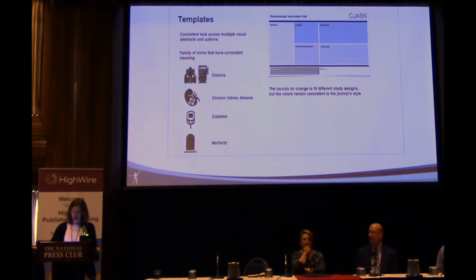And so I really like this visual that Joel developed too because I don't have a lot of the background. Obviously I know that the templates have consistent elements, but you can see that they have a family of icons that have consistent meaning. So you see chronic kidney disease, that icon, in one visual abstract you'll see the same one in another. So they all use the same group of icons. I know there's a better word. And so you can see also the visual abstract template. And we have a couple different templates that we use.